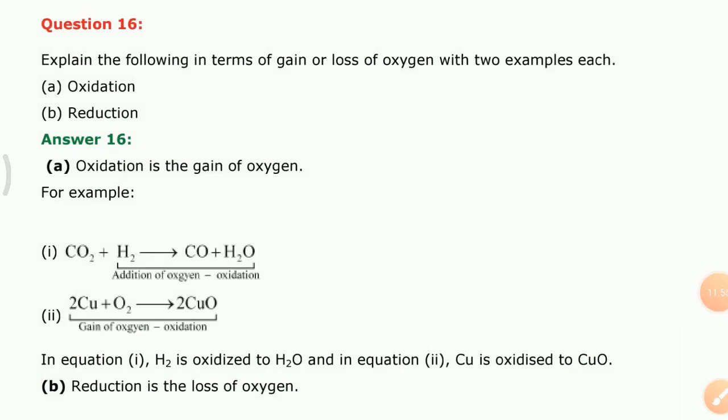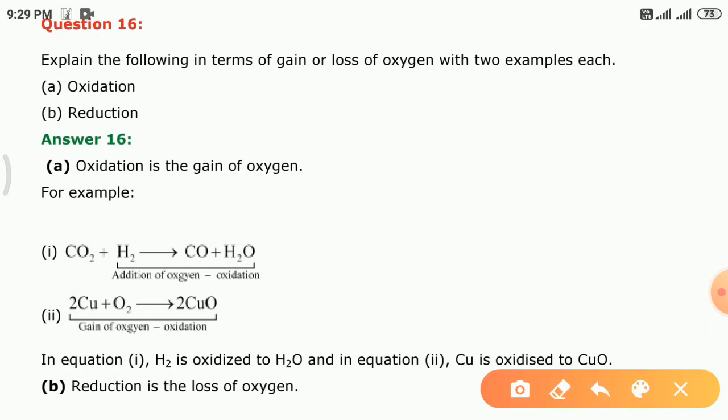Question number 16: explain the following in terms of gain or loss of oxygen with two examples each: oxidation and reduction. First we will explain oxidation. Oxidation means gain of oxygen. For this we have to give two examples. Carbon dioxide plus hydrogen: as we react carbon dioxide with hydrogen, it will give carbon monoxide plus water.